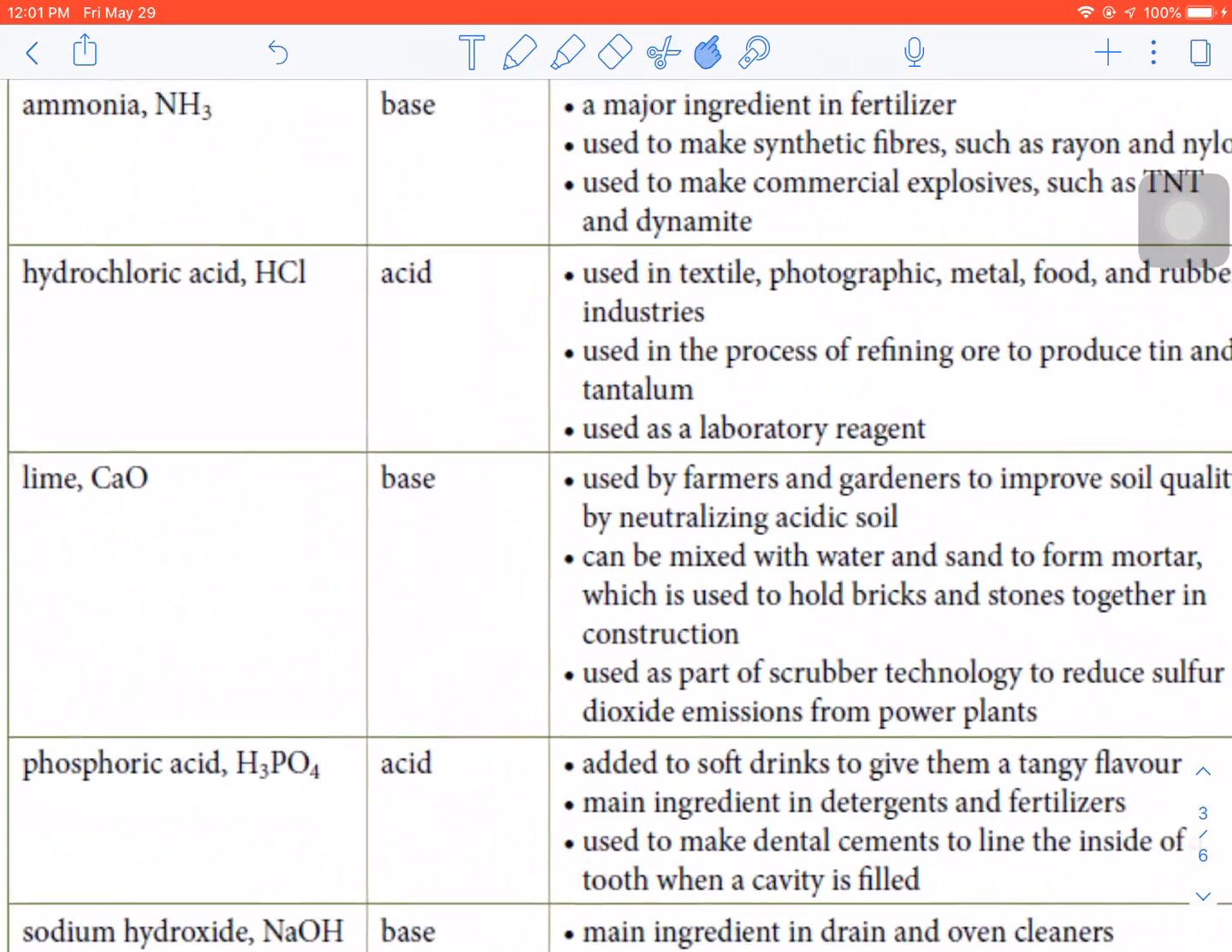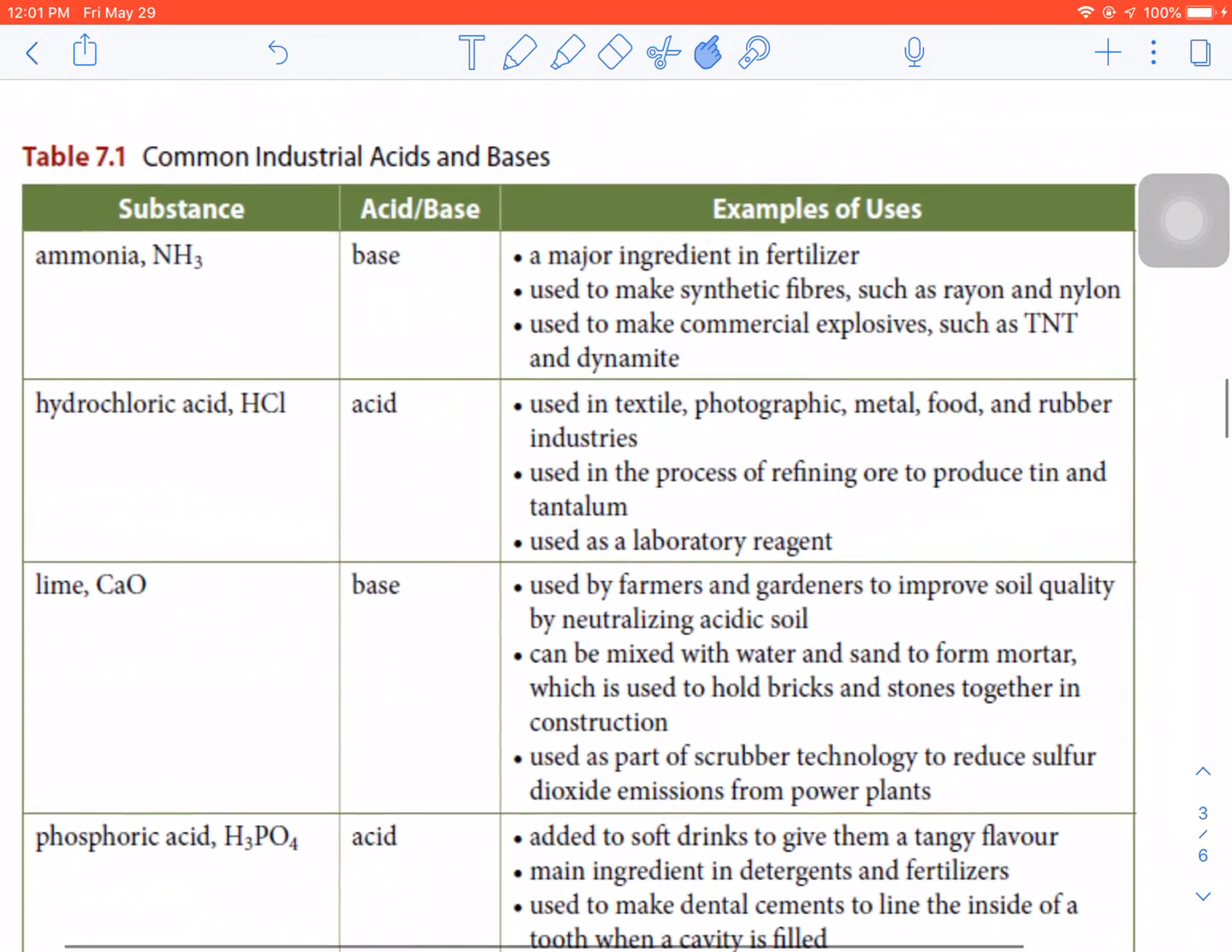Now, 7.1 here looks at some of the common things that we might find in our homes or in our workplaces. Right, so the first one here is ammonia, NH3, nitrogen trihydride. As we just saw a moment ago, it's a base because it rips protons off water to release OH minuses from water. So even though it doesn't contain OH minus, it's going to be a base.